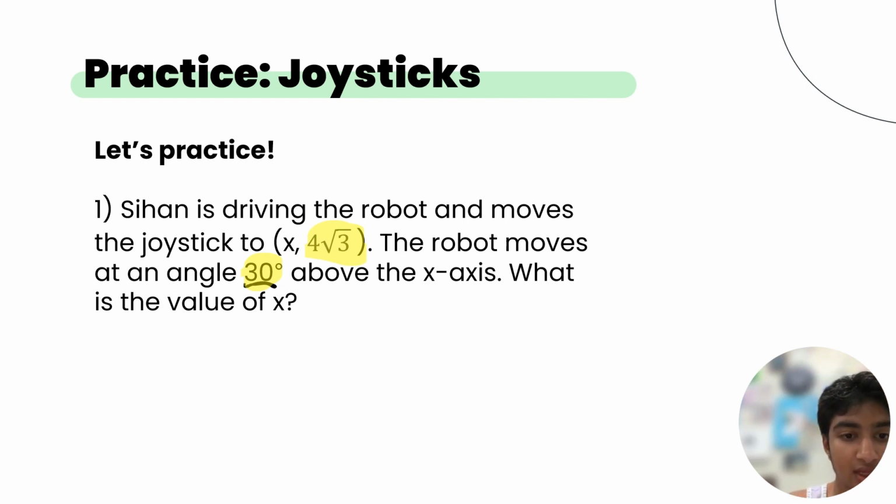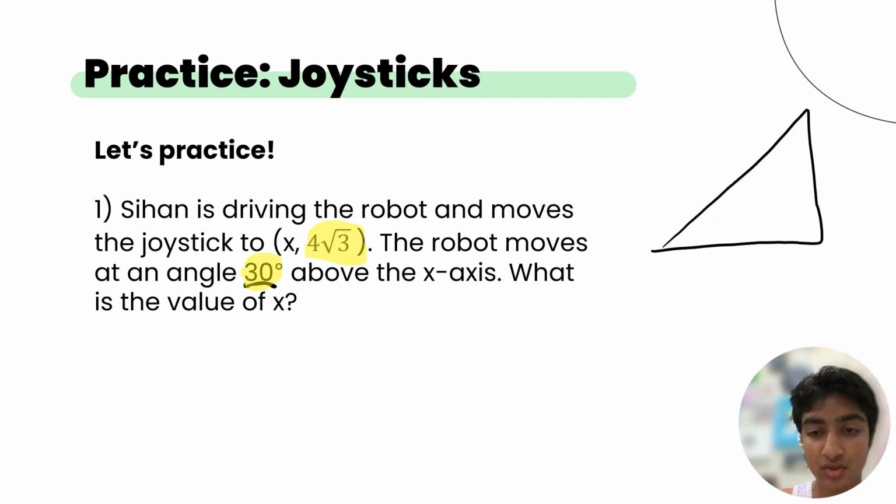Okay, let's start reviewing it. Start going through the problem. So we know that it moves to y equals 4 root 3, right? Let's draw a triangle first, actually. So we know the y value, 4 root 3. And we don't know the x value, which is what we're looking for. What is the value of x?